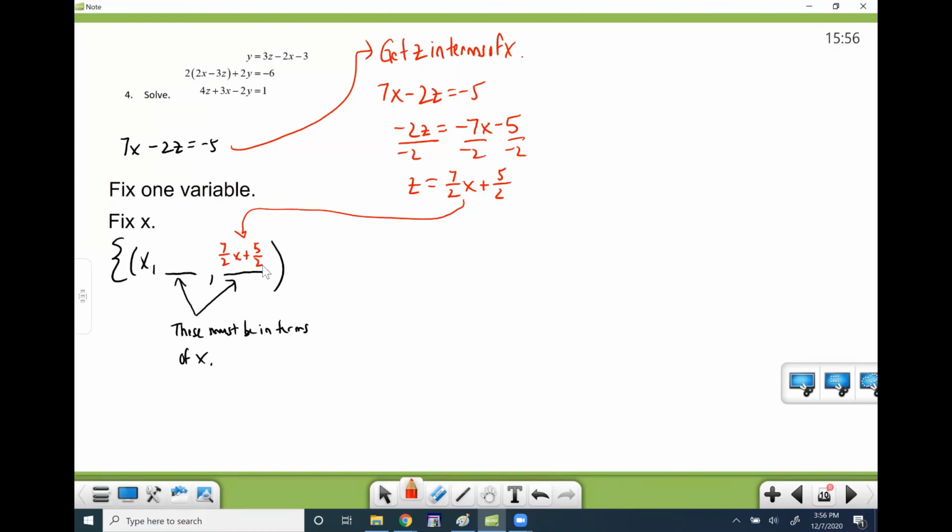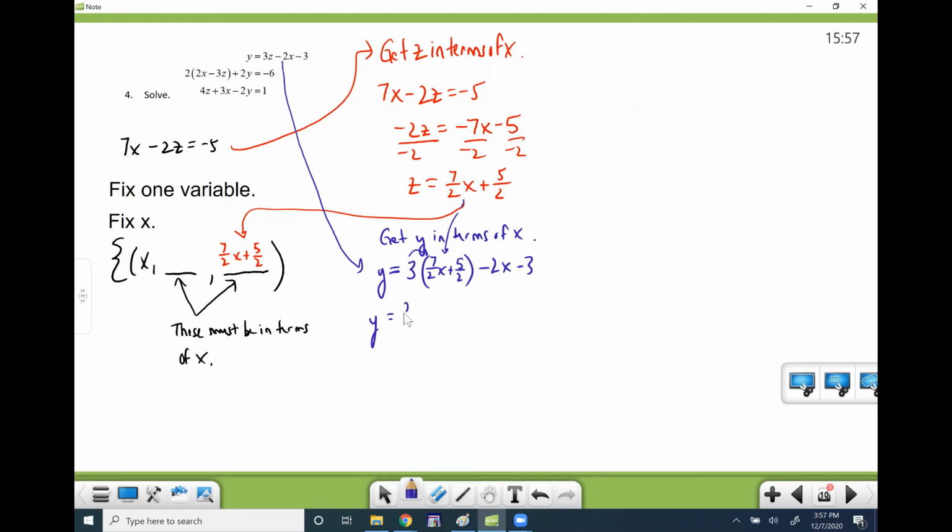Now we just need to get y in terms of x. So I'm going to take this top equation right here, and it's y equals, and I need all x's. The problem is there's a z in there, right? Well, I'm not going to write that z right now. I'm going to write everything else. And I'm going to put what we just got for z in the blank there. And that'll mean that I have all x's. Because I've got 7 halves x plus 5 halves. Notice everybody here is an x. So here's what we got.